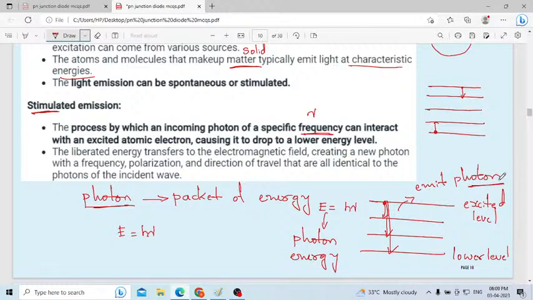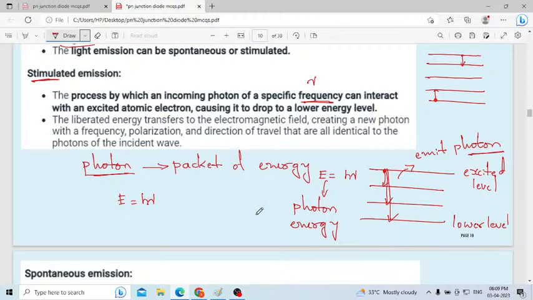Always remember, when I use the word photon, it is nothing but energy. That's why I wrote here: photon is nothing but a packet of energy. Even the electron first gains the energy, and afterwards when it comes to the lower level, it will emit the same amount of energy also. Okay, that is very very important.